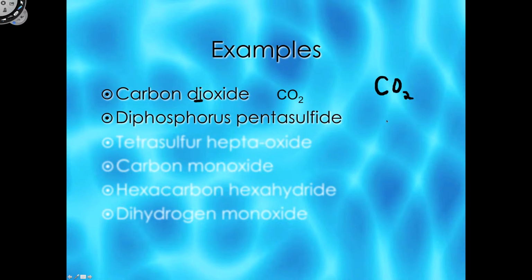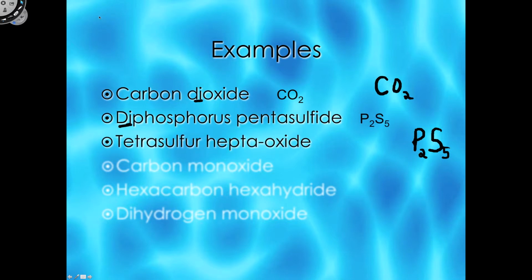Diphosphorus pentasulfide. All right, we have phosphorus, and we have sulfur. And we see di is in front of phosphorus, so that's 2. And penta is in front of sulfide, so penta means 5. So P2S5 is the answer for the second one. I think this is really, really easy.